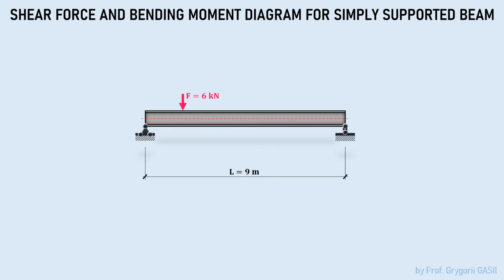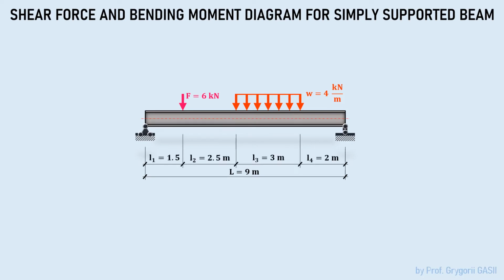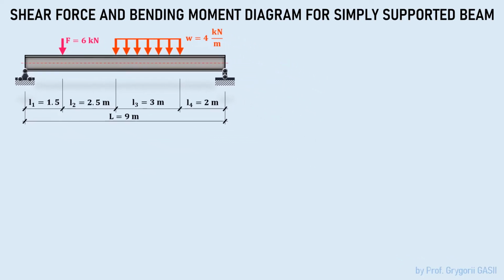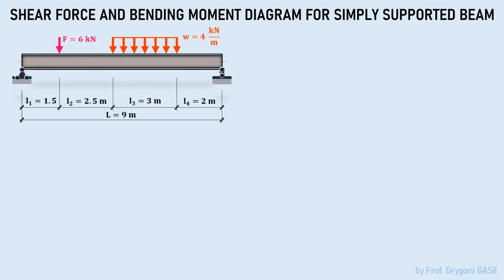The second type of load applied on the beam is a uniformly distributed load. The uniformly distributed load of magnitude 4 kilonewtons per meter is distributed over the beam. The applied loads divide the beam into regions of different distances. These are 1.5 meters, 2.5 meters, 3 meters, and 2 meters.